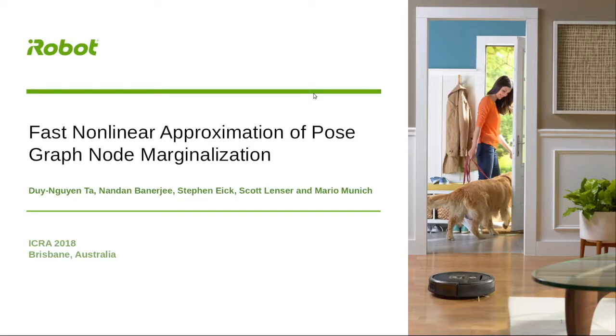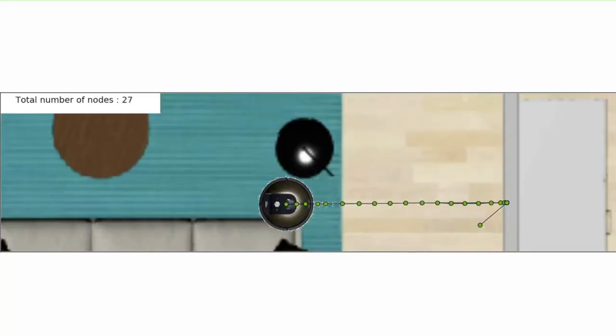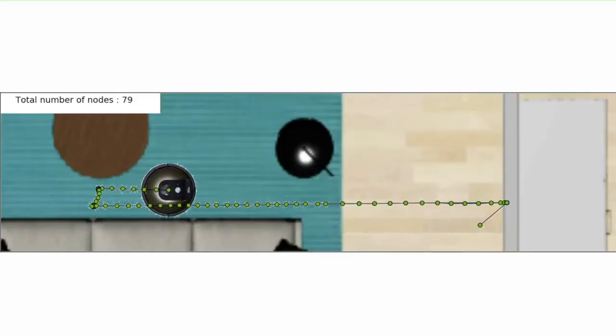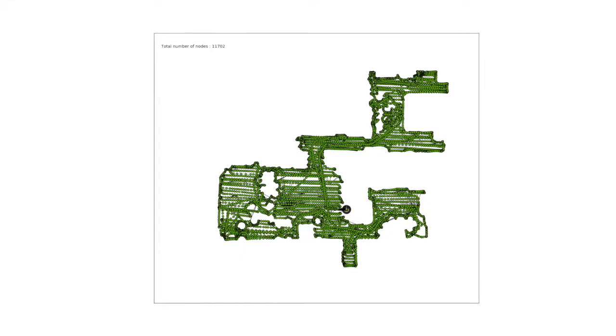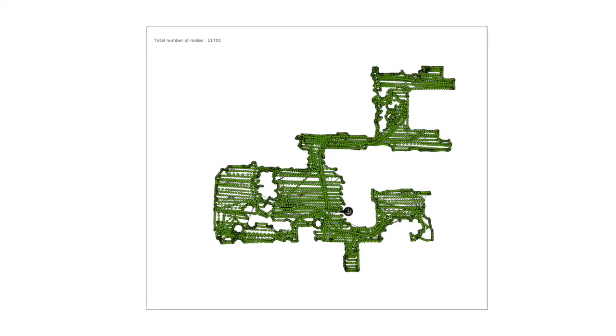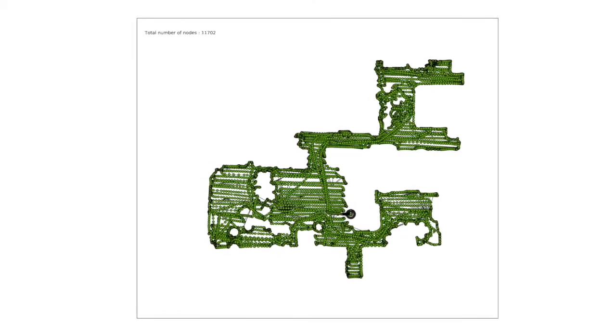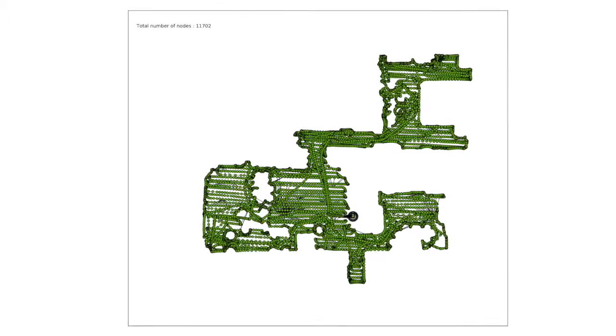Imagine a robot is performing simultaneous localization and mapping using pose graphs. As the robot moves, more nodes are added to the pose graph, increasing its size. This pose graph must be reduced if the robot will navigate for long time periods. In this work, we explore node marginalization to remove nodes from the pose graph while minimizing information loss.